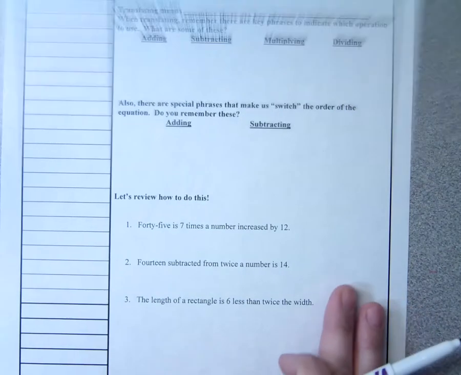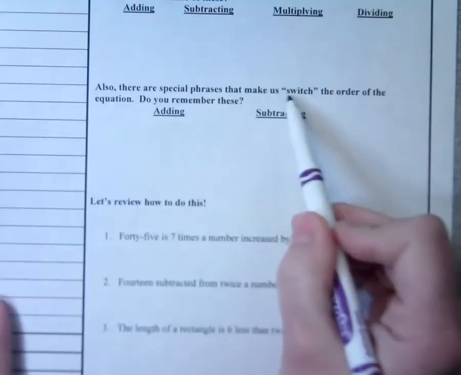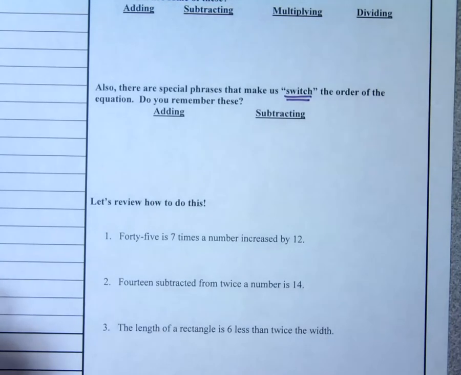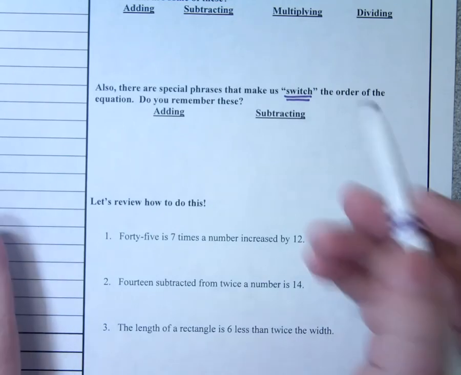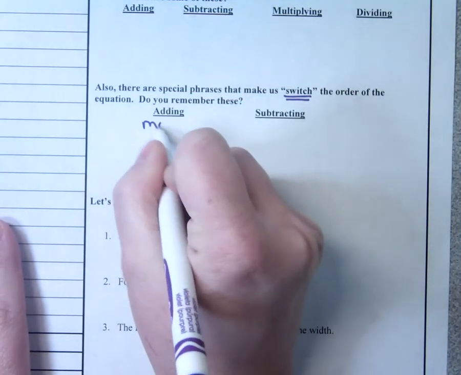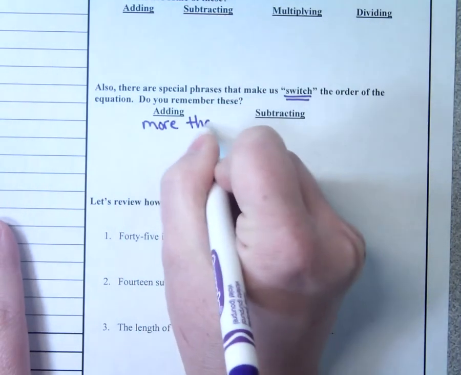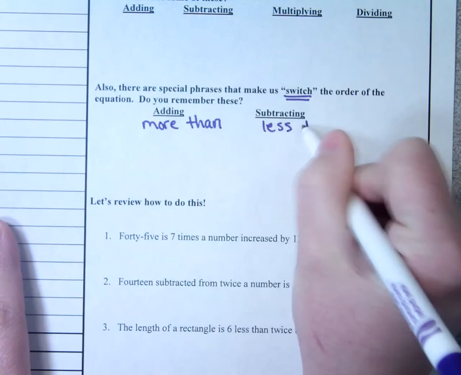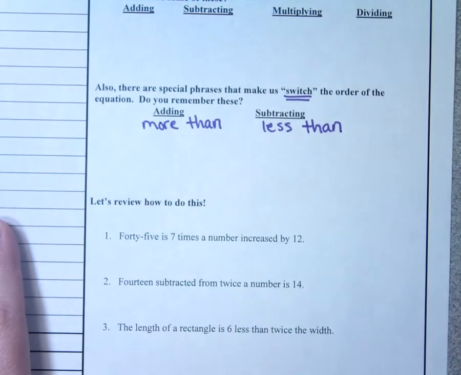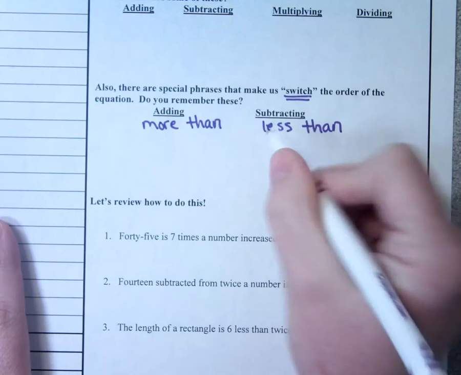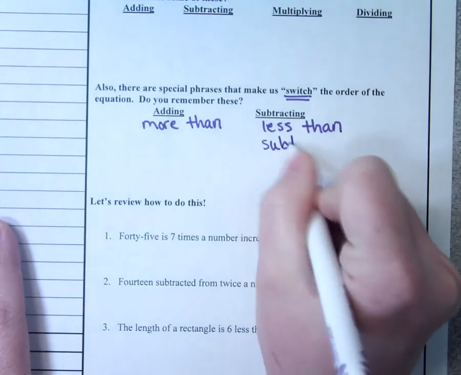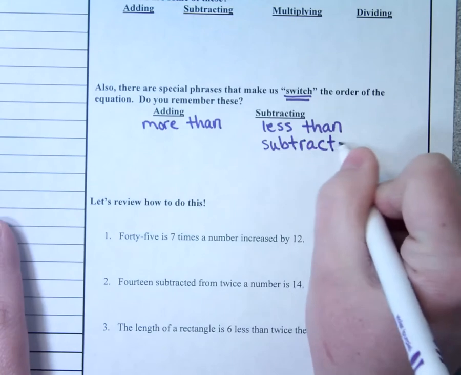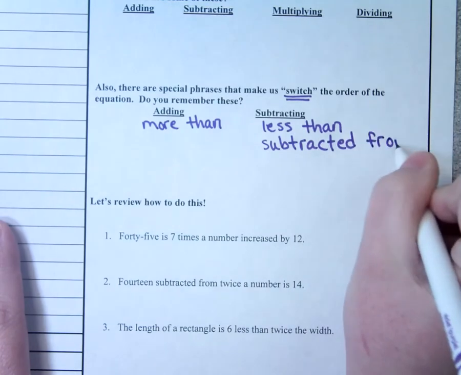Earlier in the year, we came across some words that I called switch words. Do you remember what those were? More than, less than, subtracted from. Those were the 3 that I really focused on in my class. More than, less than, subtracted from. More than is one that you would use when you're talking about adding. Less than is one that you would use when you're talking about subtracting. Subtracted from is another one that you would use when you're talking about subtracting.